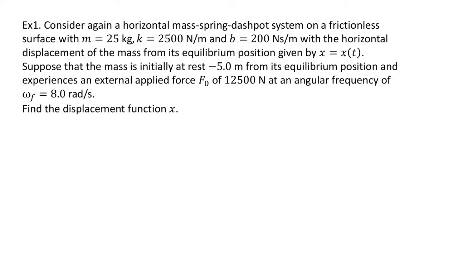Okay, so exercise 1. Consider a horizontal mass spring dashpot system on a frictionless surface where we're given the mass value and the spring constant and the damping constant, and we're told that x of t is the displacement of the mass from equilibrium, and that it's minus 5 meters from the equilibrium position at t equal to 0 initially, and it's initially at rest there. It experiences a harmonic external force at a certain angular frequency, and we've got to find x. Okay, great. So let's start.